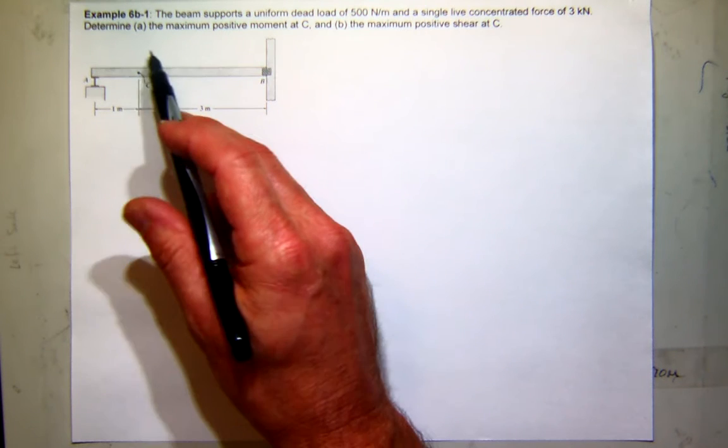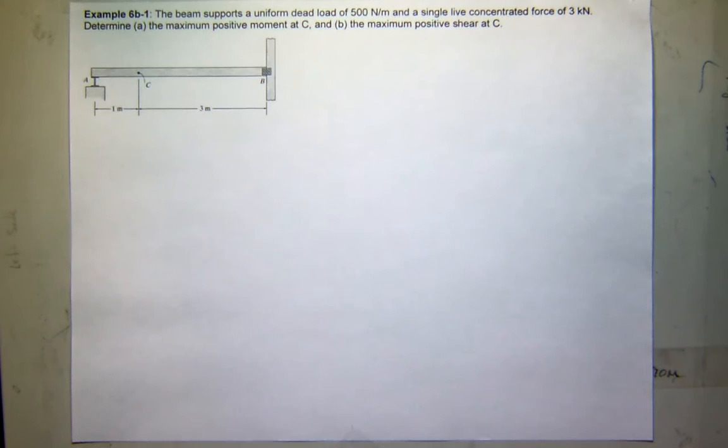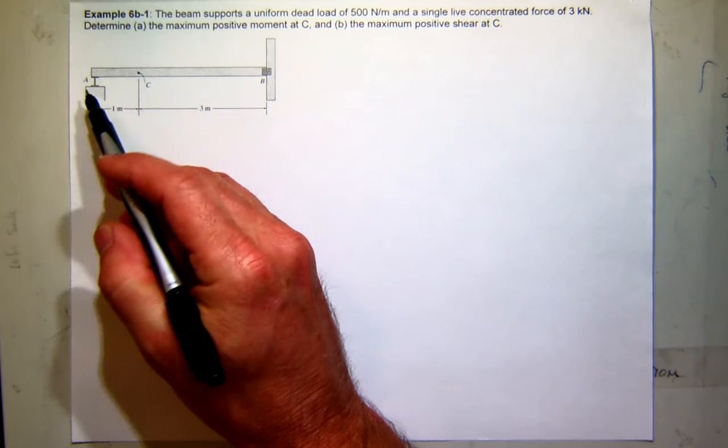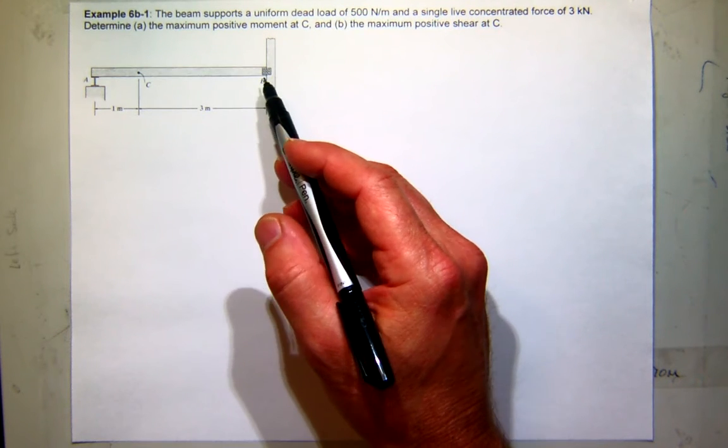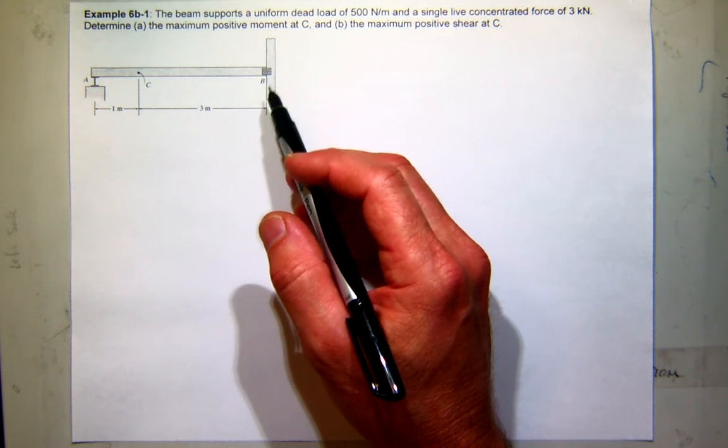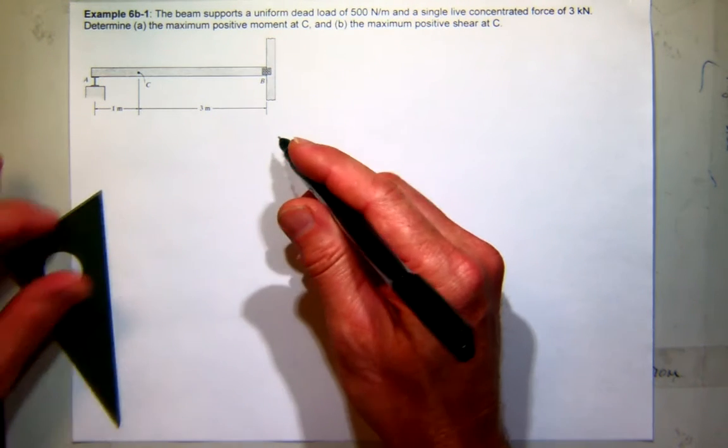So I'm looking for the moment and shear at C. So let's draw the influence lines for those cases first. So I've got a roller at A and really a pin at B. So this is really just a simple supported beam. It looks complicated, but that's really all it is.